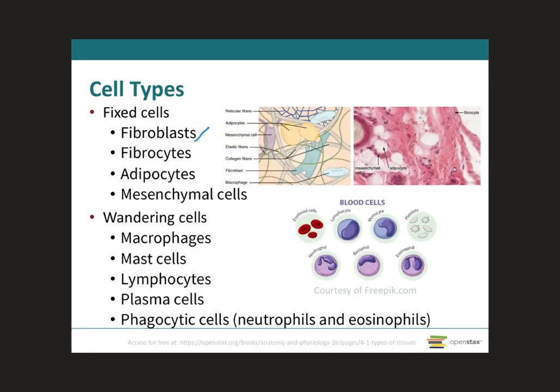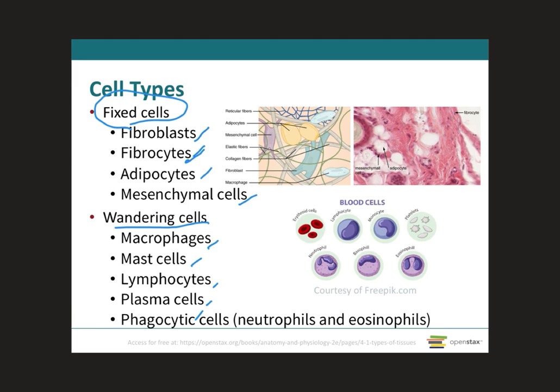Fibroblasts are present in all connective tissue proper and therefore are the most abundant cell type. Fibrocytes, adipocytes, and mesenchymal cells are fixed cells, which means they remain within the connective tissue. Other cells move in and out of the connective tissue in response to certain chemical signals. So, for example, macrophages, mast cells, lymphocytes, plasma cells, and phagocytic cells are found in the connective tissue proper, but they are actually part of the immune system which protects the body.